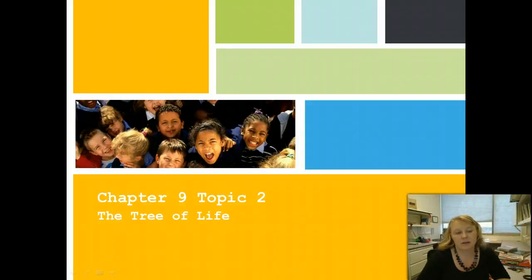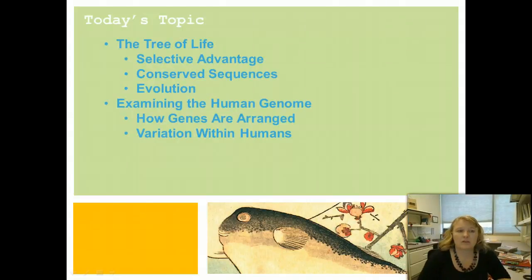In this topic, we're going to talk all about the tree of life. In topic 1, we talked about genetic variation. In topic 2, we're going to talk about how this genetic variation across all species has led to the tree of life. So in this topic, we're going to talk about the tree of life, selective advantage, conserved sequences, evolution, and we're going to then focus a little bit more on the human genome and what we do know, and more importantly, all the things we don't know.